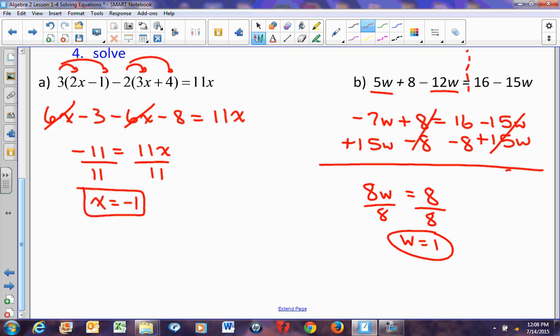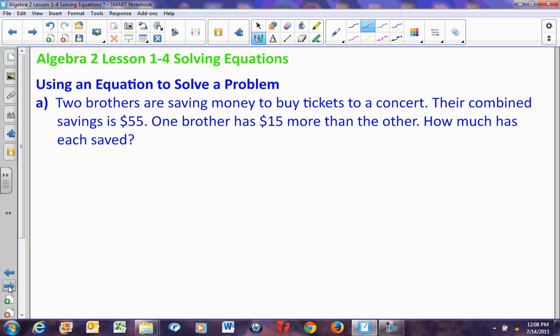Very simple equation to solve. Fairly simple and straightforward. They won't always be quite that easy, but they start off pretty easy.